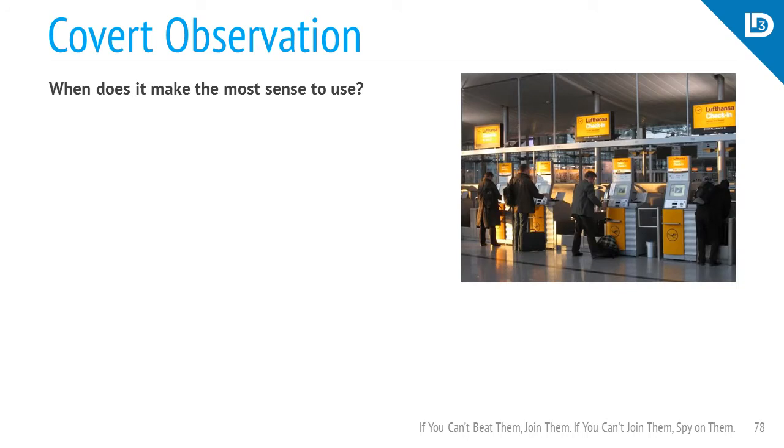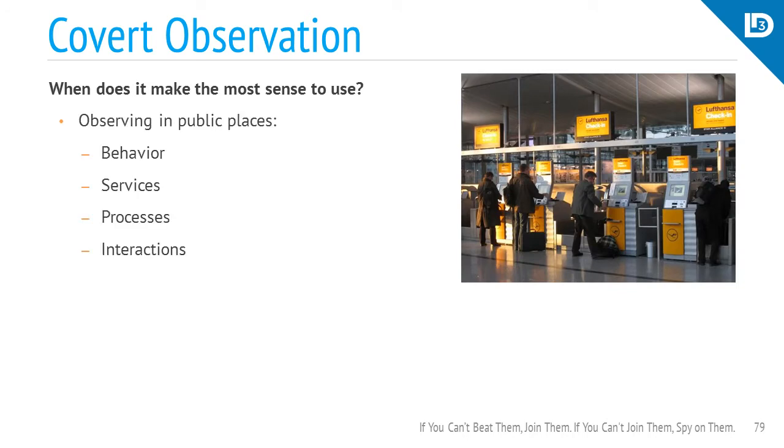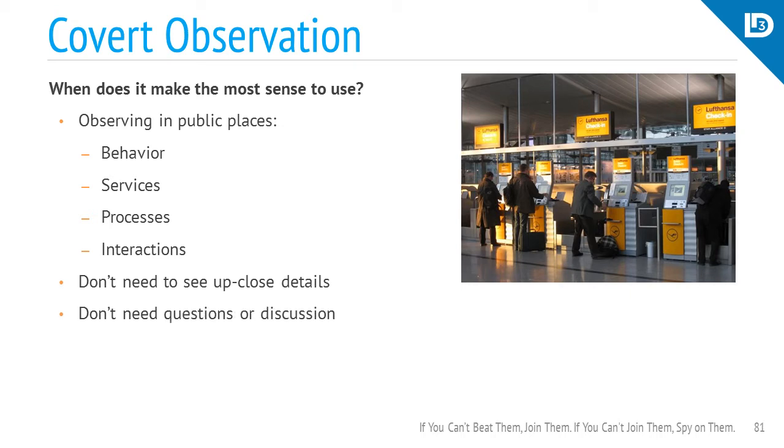So when would you use covert observation? Well, it has to be in public places, obviously, to be ethical. And when you're observing things that can be observed at a moderate distance, such as behavior, services that are provided, processes overall, and interactions with other people and with technology. It's when you don't need to see the up-close details, when you're not interested in what people are doing on this interface here that you're seeing in this picture. And when you don't need to ask questions or have discussion or understand what they're thinking.